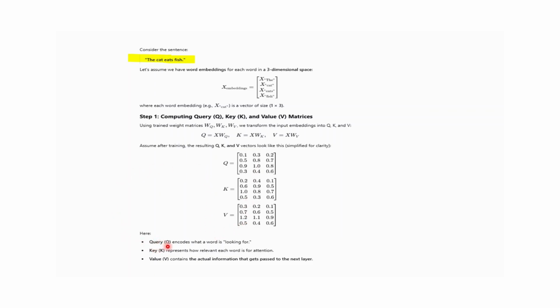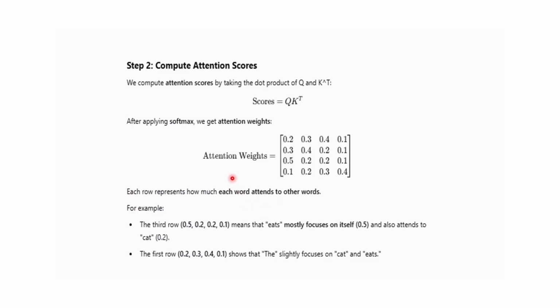When you look at the query, it encodes what a word is looking for. I hope we still remember what the query token was: it is looking for which words are important to a particular word. The key represents how relevant each word is for the attention. And finally, the value holds the actual information, which is multiplied with these two and passed on to the next layer for further processing. So that's how we understand it. Now, the attention scores: we get them by multiplying the query vector with the transpose of the key vector.